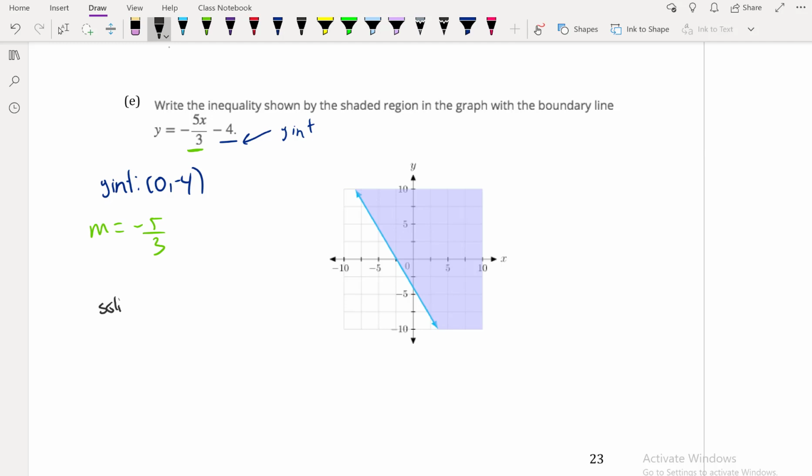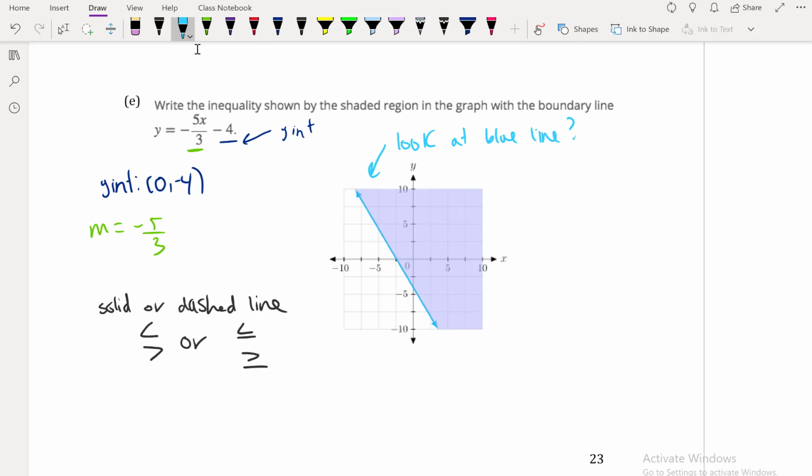That's this, but it wants to know whether or not it should be a solid or dashed line, which is going to determine whether it looks like this or this. Okay. Well, let's think about this. Let's look at this blue line. So I'll even write it. Look at blue line. Is it solid or dashed? Well, you can see that the blue line is really a solid.